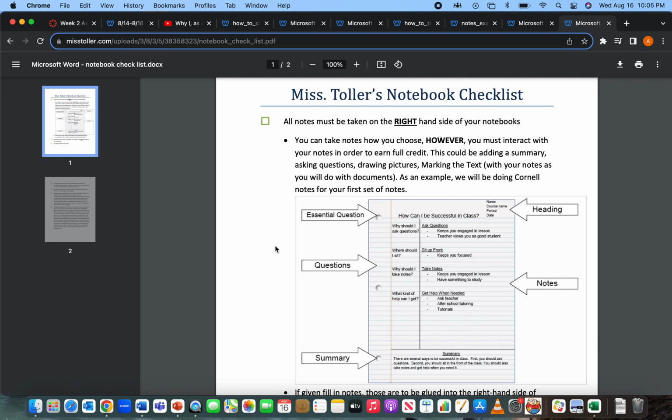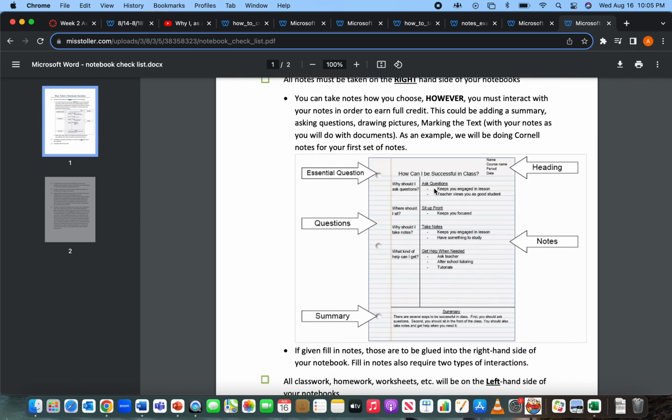And you'll have the whole period to get your notebook check done. It's certainly not going to take that long, but it's really just so I can check everybody's and say, hey, this is what we're doing, we're good to go, and so on. So again, all notes must be taken on the right-hand side of your notebook. You can take notes however you choose, but they must have two types of interactions with them. Cornell Notes was an example that we did as a class, but you can do whatever you prefer.